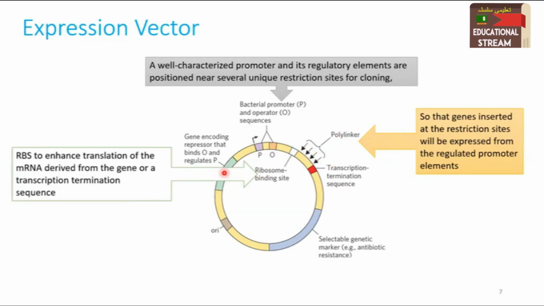Some of the vectors also incorporate certain features, like ribosome binding sites to enhance the translation of the messenger RNA derived from the gene, or a transcription terminator sequence.